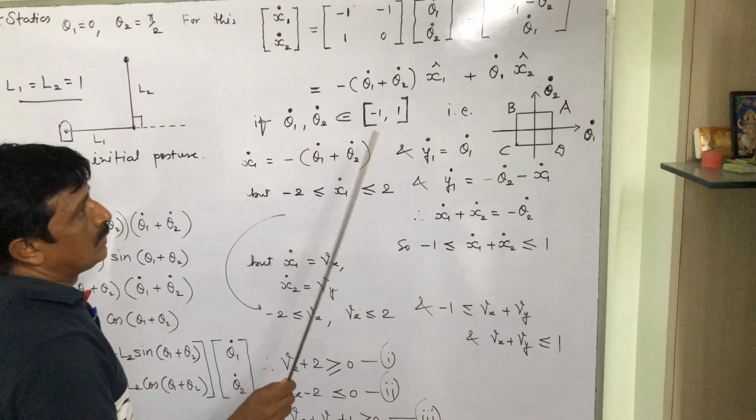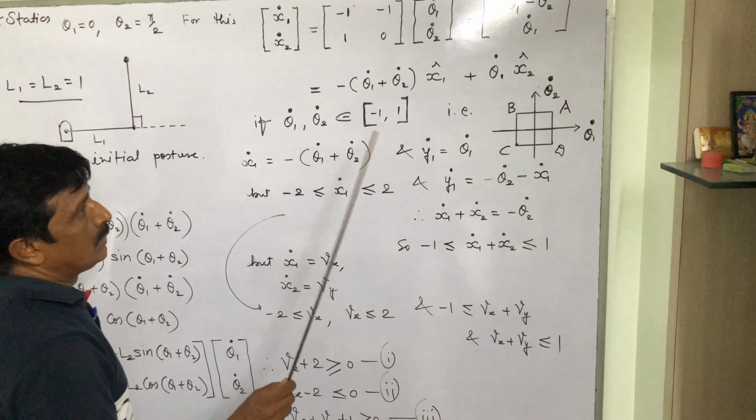So this is minus 2, 1, this is 0, minus 1, this is 2, minus 1, and this is 0, 1. These are the vertices of the parallelogram in the end effector velocity space. And this one is the joint velocity space, theta 1 dot versus theta 2 dot, where theta 1 dot, theta 2 dot belongs to the closed interval minus 1 to 1. Under this joint velocity space, we get the end effector velocity space as a parallelogram. So in this condition, the end point can move in any direction.